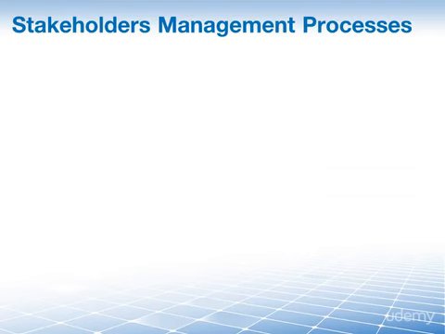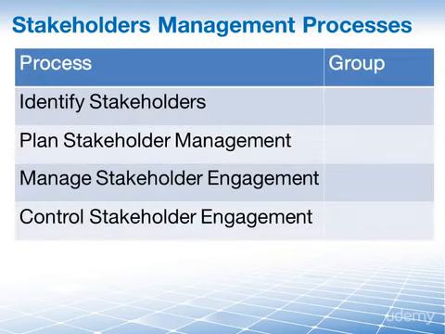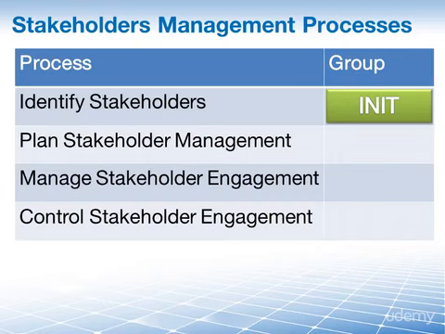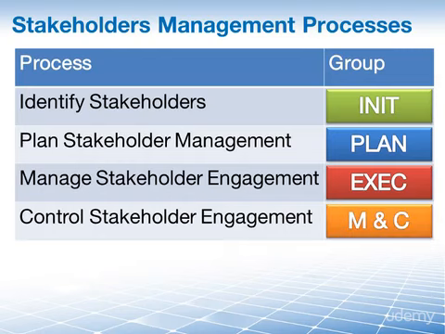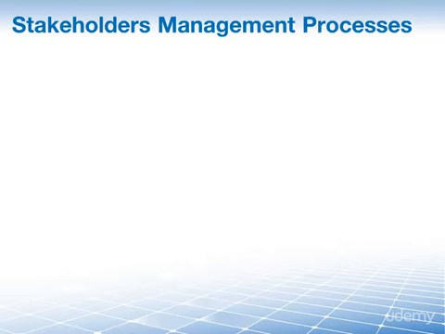So, project stakeholder management has 4 processes, and they are distributed across our 4 distinct process groups. Identify stakeholders is in initiating, and therefore in the initiating process group. Plan stakeholder management is obviously in planning, as the name would indicate. Manage stakeholder engagement occurs in executing. And finally, controlling stakeholder engagement is in monitoring and controlling. Let's look at these 4 processes in detail.